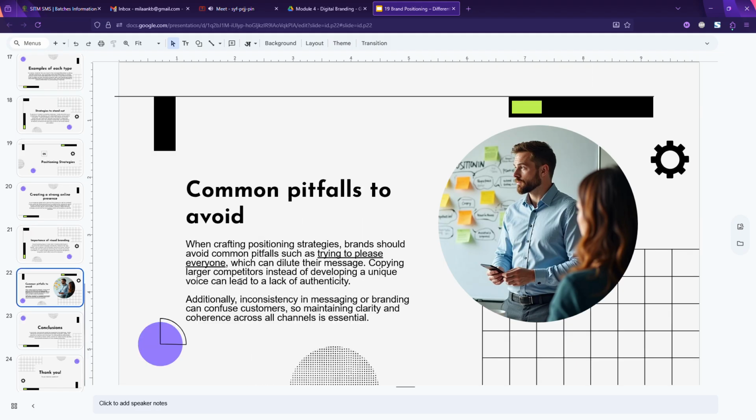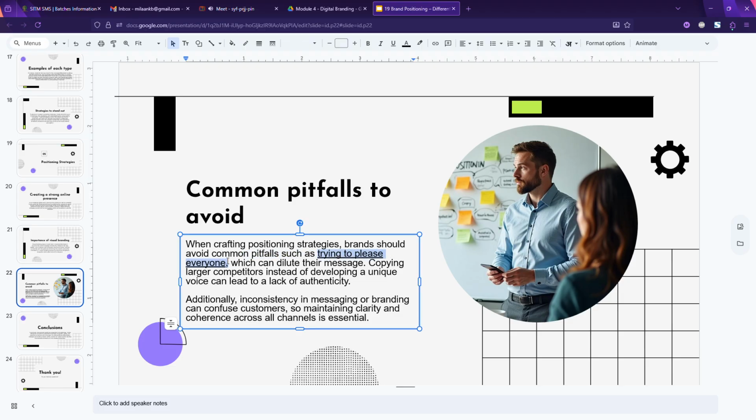So common pitfalls to avoid: brands should not try to please everyone. We cannot please everyone. So we have to take sides, no matter how diplomatic we might want to play. And in terms of brand, it's very crucial. They cannot please everyone. So they have to know their target audience and their niche market. Trying to please everyone can dilute the message.